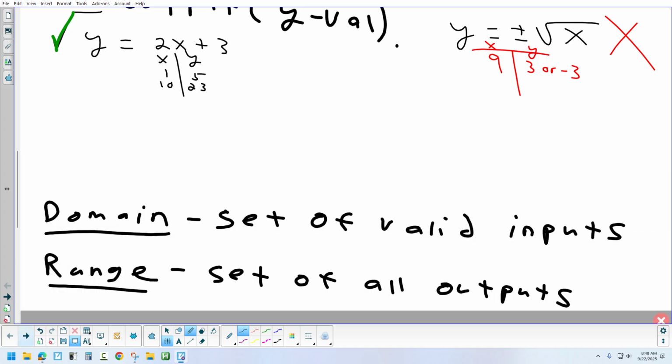That's basically another way of saying what I've already said to you. Domain, those are the numbers you're allowed to plug into a formula, and range are all the answers that you get back. Domain is generally pretty straightforward to figure out. Range can be a little bit harder, and that's where we're going to use the graphing calculator.